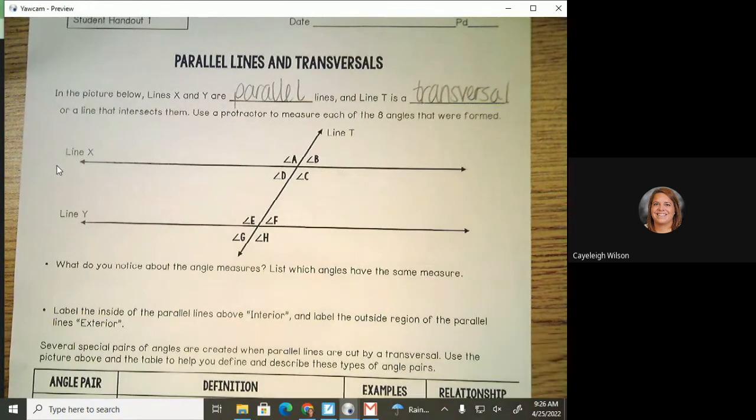Hey, Isaac, throw me your protractor for a second. Whoa, don't break it. Okay.